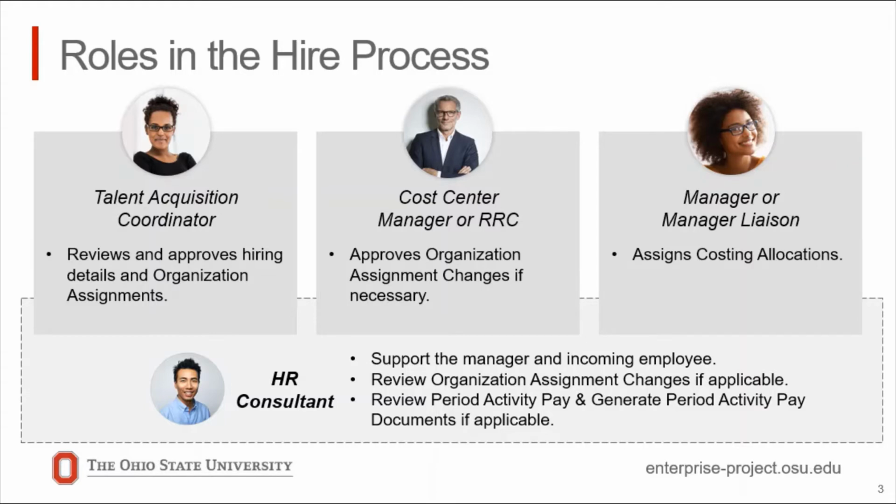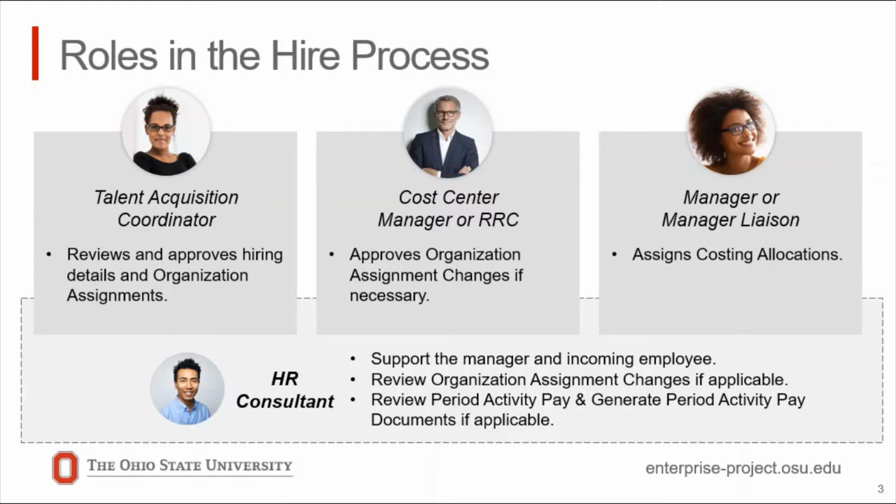the university. There are 4 main roles involved in the overall hire process. 1, the talent acquisition coordinator. 2, the HR consultant. 3, the manager. And 4, the cost center manager or RRC. The talent acquisition coordinator will review and correct the hiring details for the candidate at the start of the hire process. As the cost center manager or RRC member, you will approve the organization assignment changes.